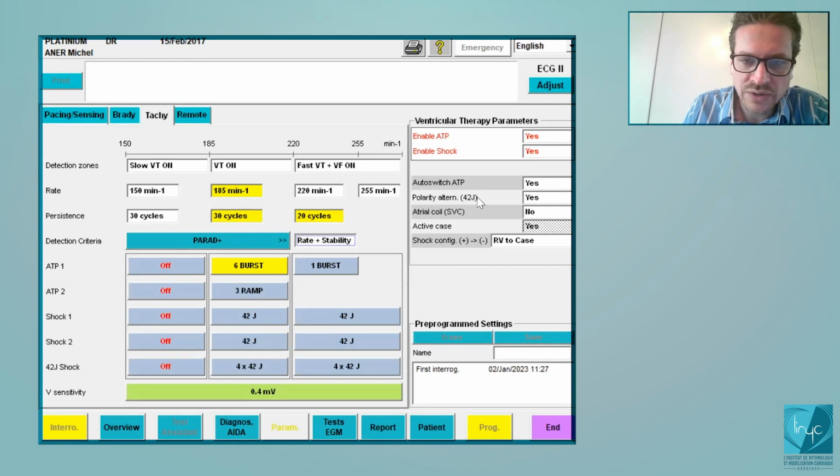Then polarity alternance, well, we can also discuss a long time about that. Let's not. It means that between shocks, it will change cathode to anode, anode to cathode, because there's some indication that in some patients it may be more successful. So of course, if you have a dual coil lead, you need to activate this. Then you can choose also how to deliver the shock. Of course, if you don't have it, then the choices are a bit limited.